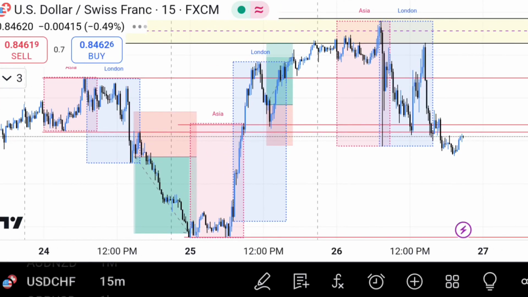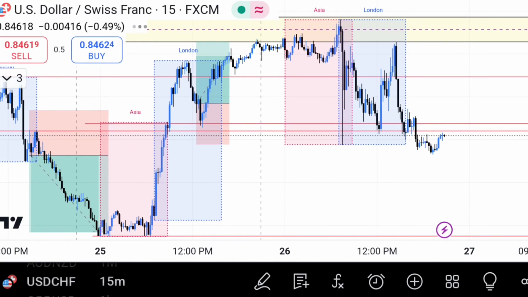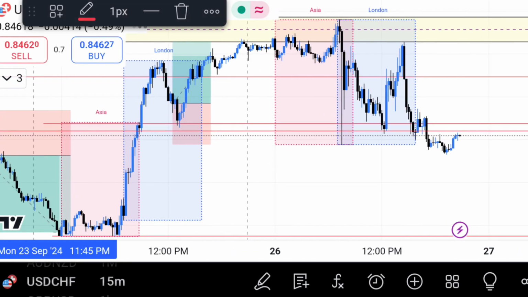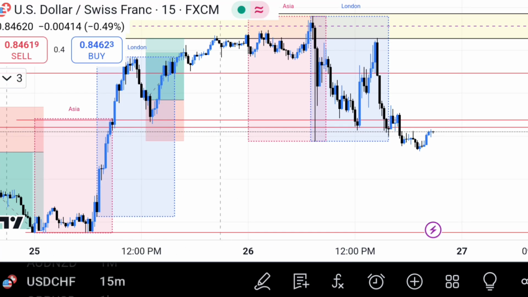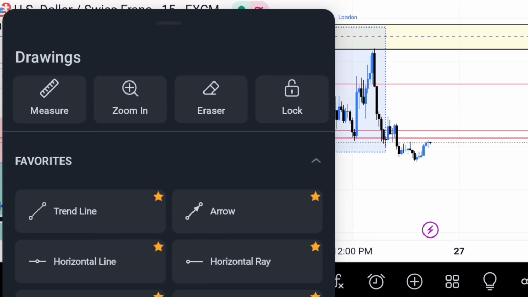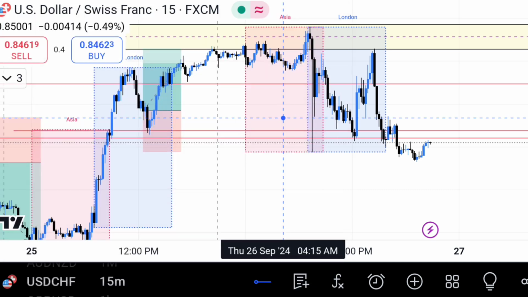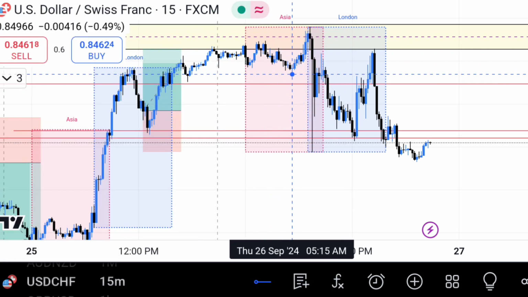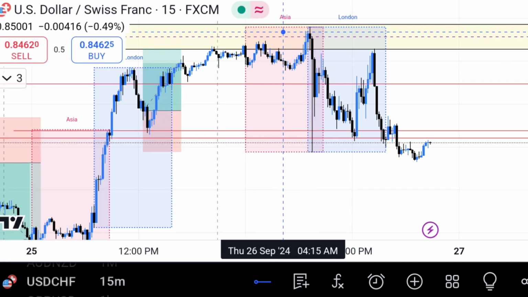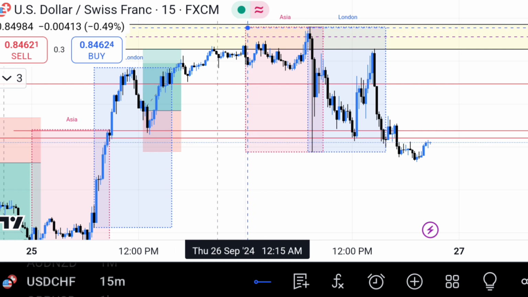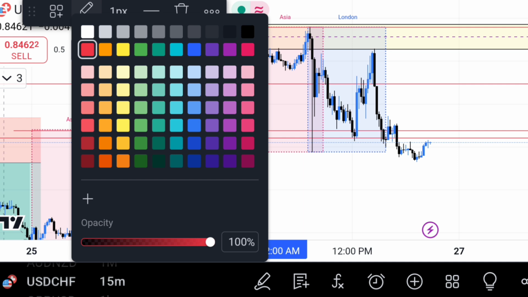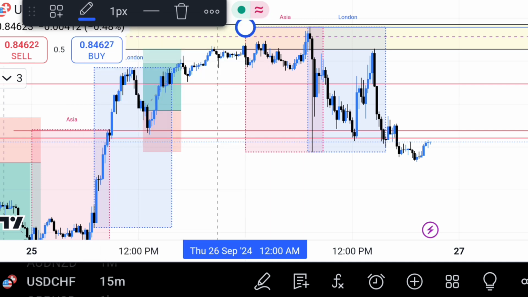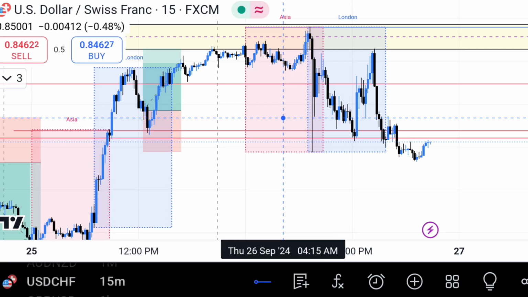And sometimes, let's go to today's example. Sometimes it won't be clear. If it's not clear, you just have to leave it and then go to a different pair. So this is the Asian range, this is the high of the Asian range. So you mark the high. Okay, so I've marked the high. Let me change that one to green. So this one is the Asian low.